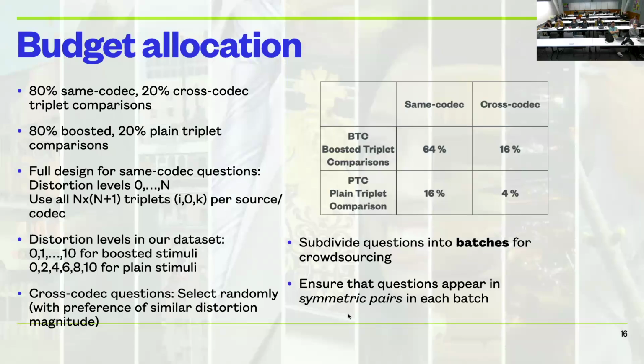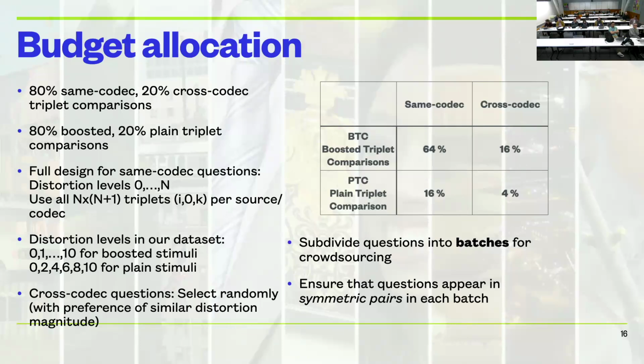And one other thing that we recommend is one should use symmetric pairs in each batch. So if you ask the question, distortion level 7 versus distortion level 9 for this source and this codec, same codec, then you should also ask the question, level 9 is left and level 7 is right. So the reverse question, the symmetric one. That way we can analyze the consistency of the responses. And consistency is a reliability measure, and if people are not reliable, then they are likely outliers or should be discarded or screened.